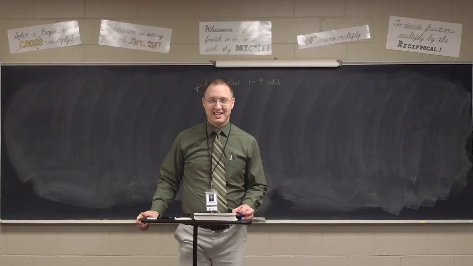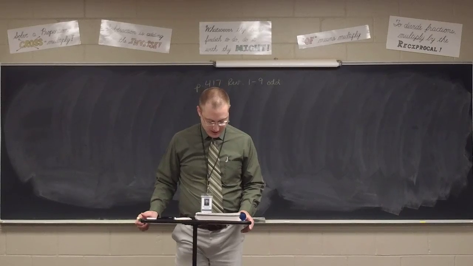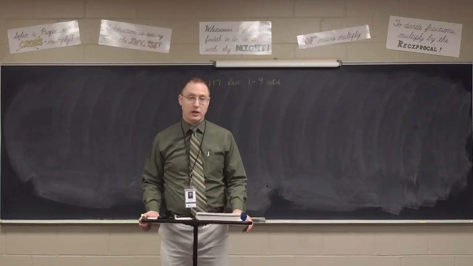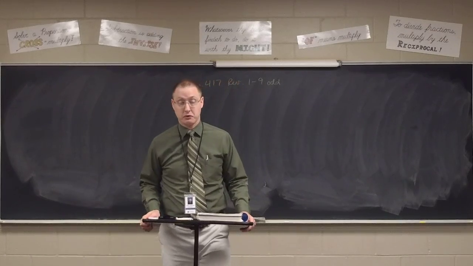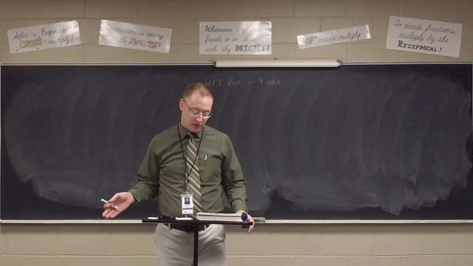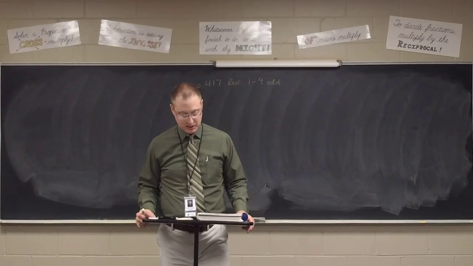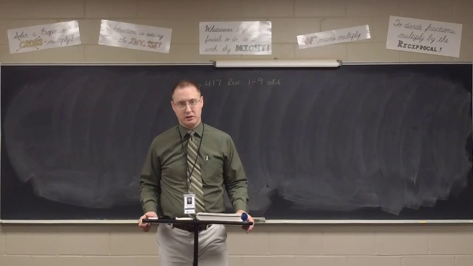All right, let's see how you did on numbers 1 through 9, the odd. Number 1, make sure you factor out the common factor 7x first. That'll leave you with x squared negative 4, a difference of squares, which factors into the sum and difference. So your answer, 7x times x positive 2 times x negative 2.